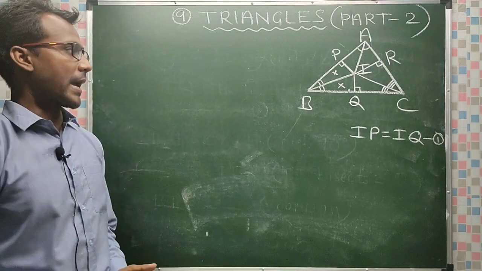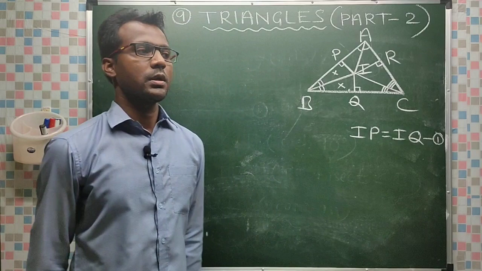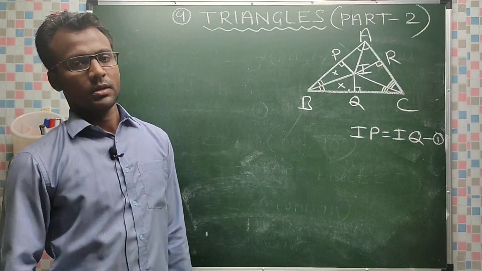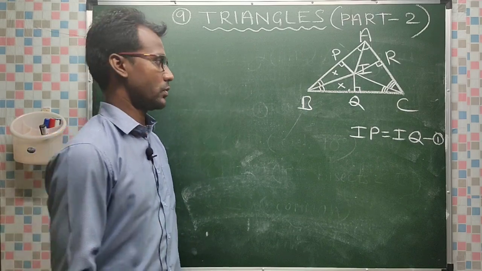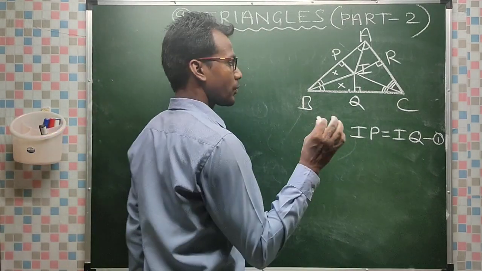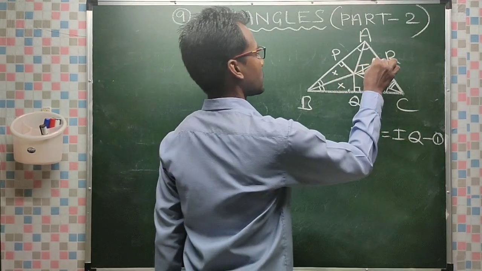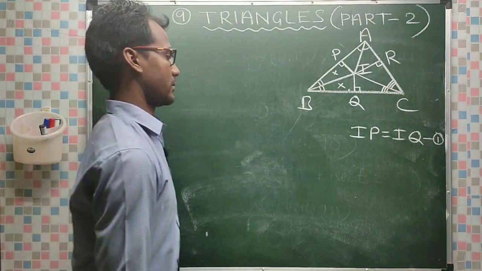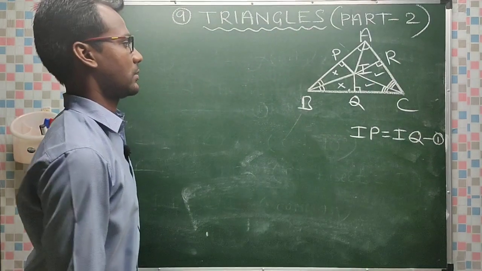Our target was to prove IP is equal to IQ is equal to IR. IP equals IQ is done. Next target is IR. So now we can target IQ and IR or IP and IR. That depends on you. You can prove that IQ is equal to IR, or you can prove that IP is equal to IR. Both will do the work. Suppose let us prove IQ is equal to IR. You have to take these two triangles.